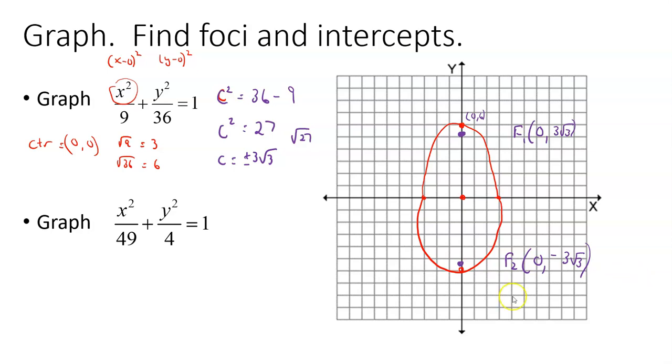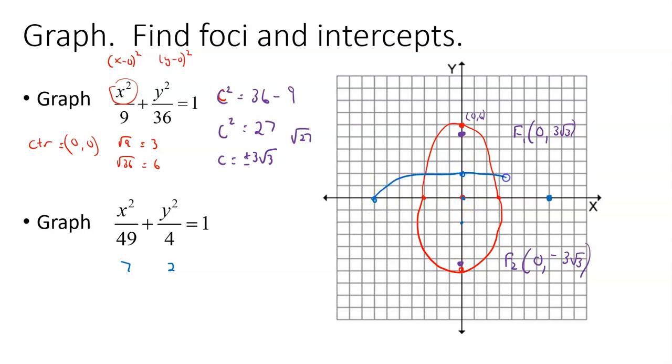All right, look at the second one. The second one is x squared over 49, y squared over 4 equals 1. Well, for this one, square root of 49 is 7. Square root of 4 is 2. So I start at 0, 0, because again, this is x minus 0 squared, y minus 0 squared. And I count 1, 2, 3, 4, 5, 6, 7. So 7 in this direction, 4, 5, 6, 7 in that direction. And then 2 up and down. 2 up, 2 down.